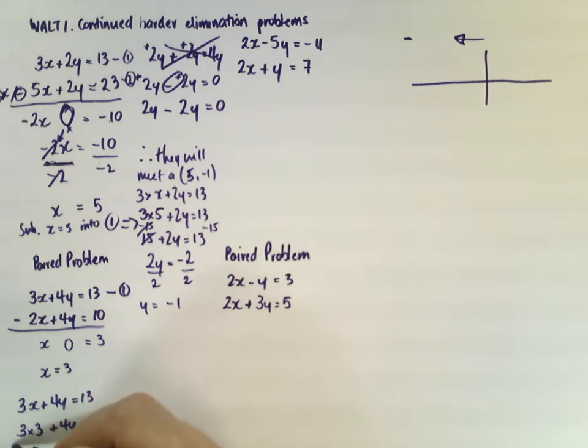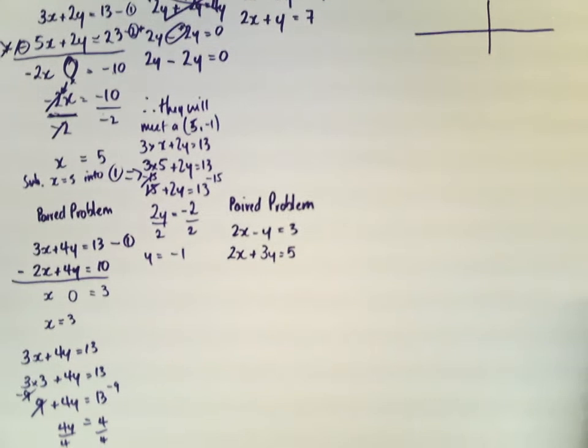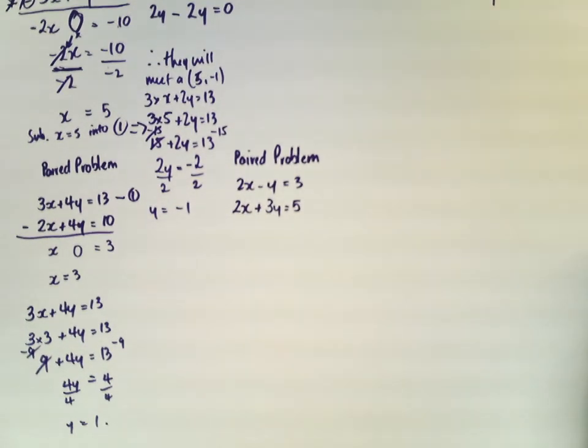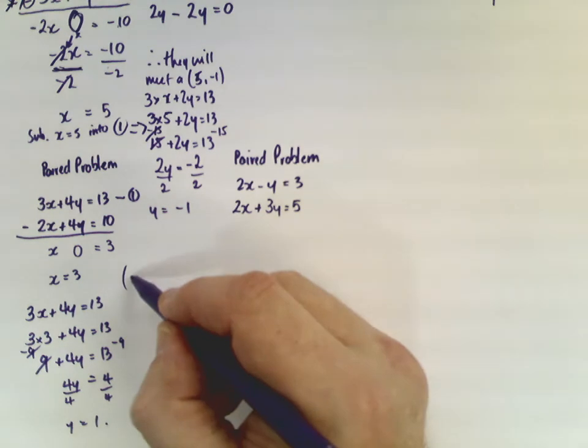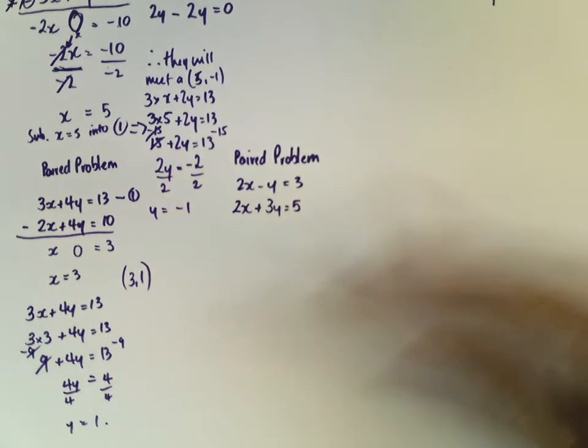So what do we do now? Well, I'm going to take 9 from both sides and do the opposite. And that's going to give me 4. And 4y, I'm going to divide through by 4 on each side, and y is going to become equal to 1. Oh, hang on. There we go. I'll just move it up a little bit. So y is equal to 1. So they meet at (3, 1). Okay, guys? So that was your paired problem.